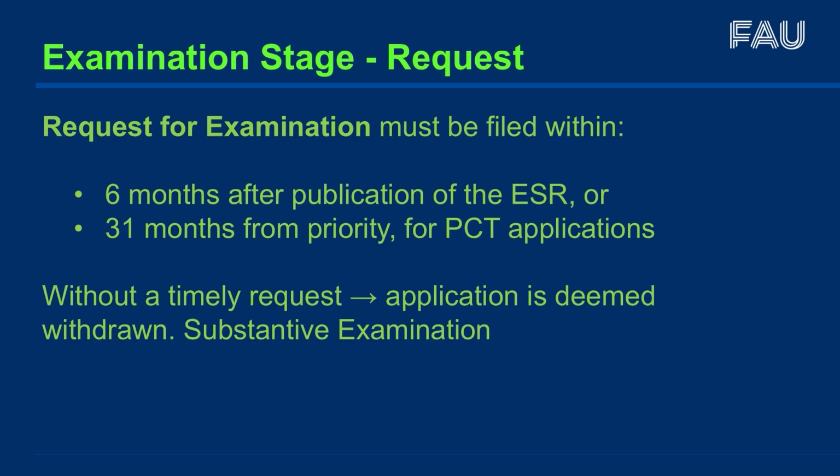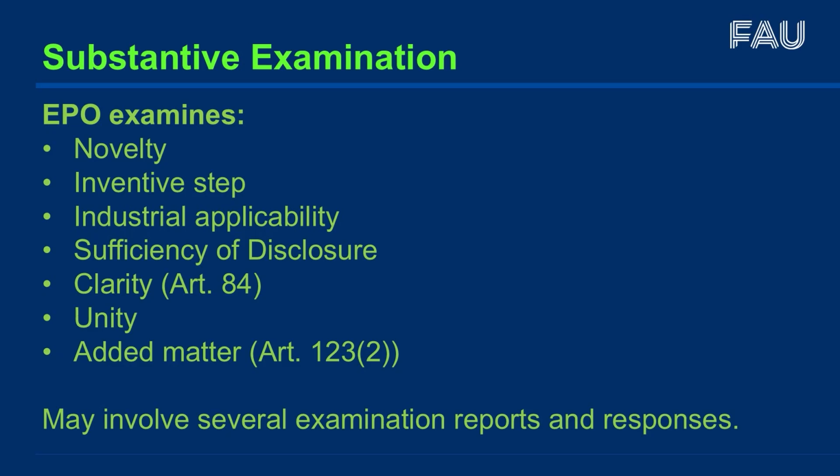Once the application enters substantive examination, the European Patent Office looks at the invention in detail. At this stage, the examiner assesses all core patentability requirements: novelty, inventive step, industrial applicability, and sufficiency of disclosure. And for those who want to deepen their understanding of novelty and inventive step, we have separate video lessons available. Let me briefly explain the key formal and substantive aspects examined.